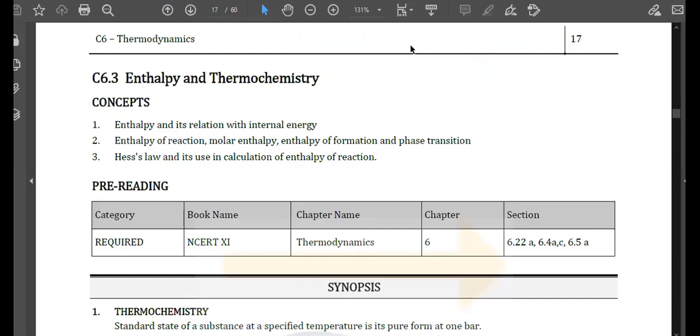The relationship between enthalpy and internal energy, that was delta H is equal to delta U plus P delta V. That is your relationship between enthalpy, internal energy and work done. So basically we have studied what is enthalpy. It is the total energy which is required to create a system and to move a particle in the system, right? So that's why it is the sum of internal energy, because internal energy is required to create a system.